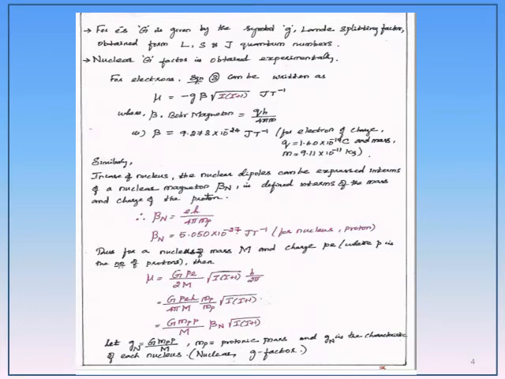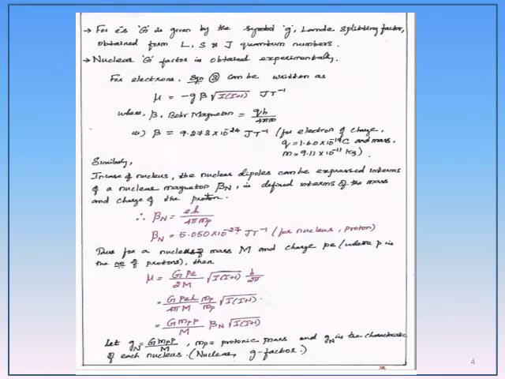Similarly, in case of the nucleus, the nuclear dipoles can be expressed in terms of a nuclear magneton, beta n, and it is defined in terms of the mass and charge of the proton. Therefore, the nuclear magneton beta n is equal to eh divided by 4 pi mp. So e stands for the charge of the proton and mp stands for the mass of the proton. h is the Planck's constant, and by substituting all these constants, we will be getting the value for beta n as 5.050 × 10^-27 joule per Tesla.